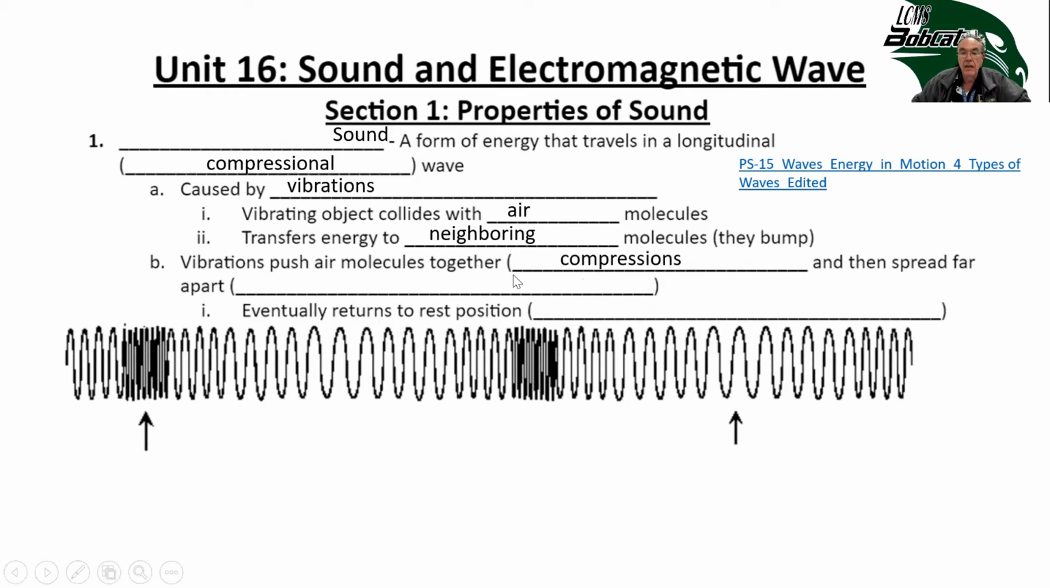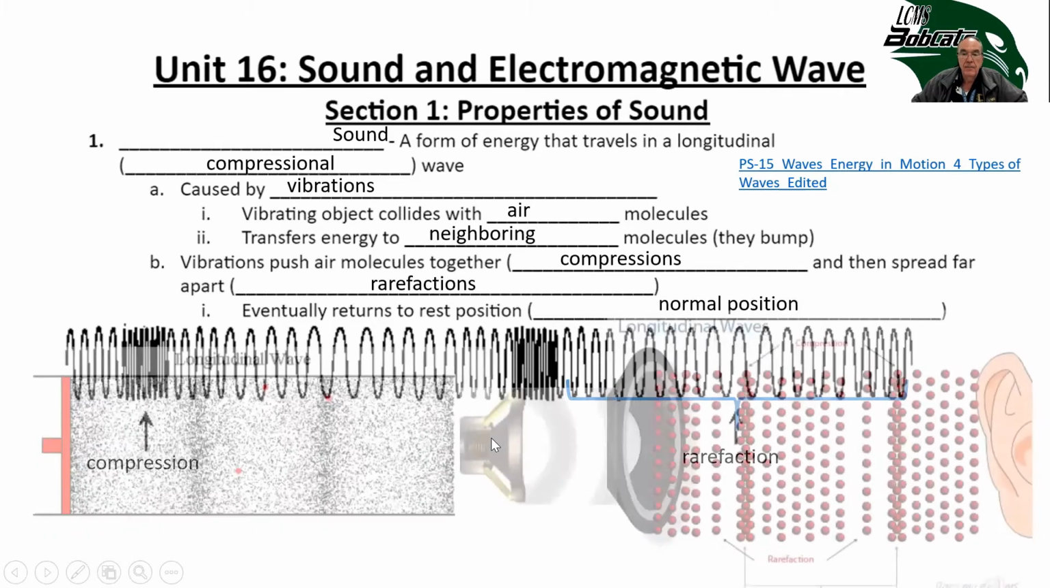The vibrations push the air molecules together at the compressions, and then as it vibrates back, it spreads apart at the rarefactions. Our example of a compressional wave is usually a spring. Sound waves and springs work the same way. We've looked at a couple of examples of slinkies, and this tight together part is the compression, and then the spread apart part is the rarefaction. Most of this should be reviewed from what we learned in the last unit. And eventually, when the wave energy stops, the molecules return to their normal or rest position.